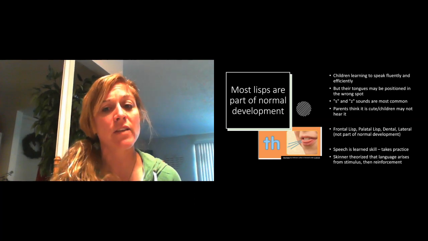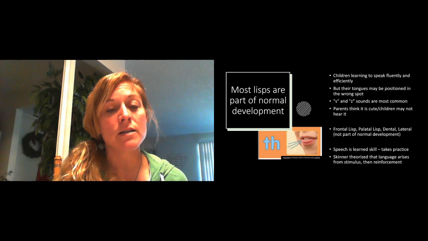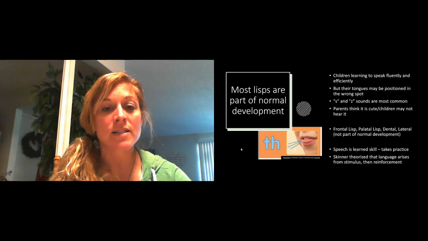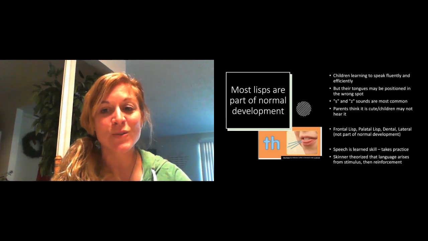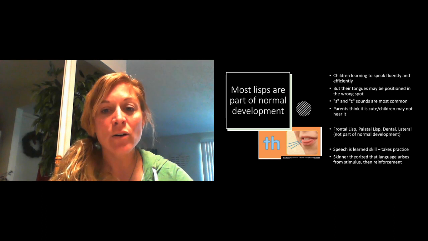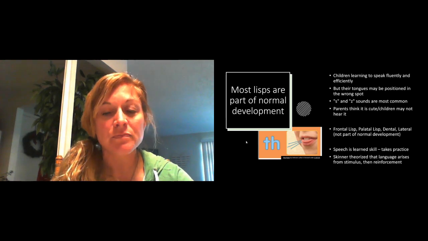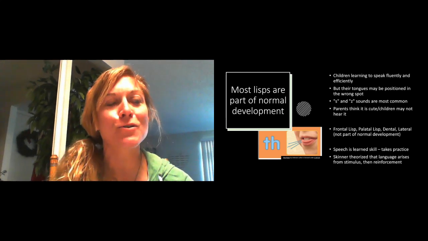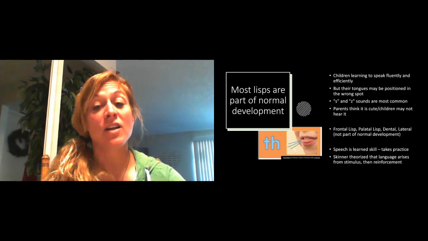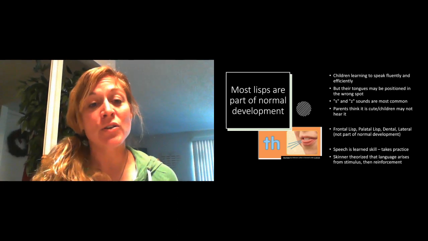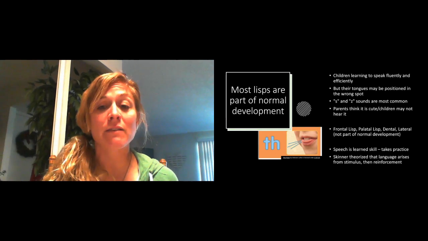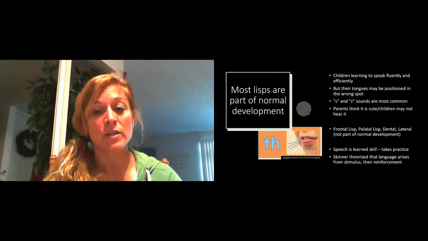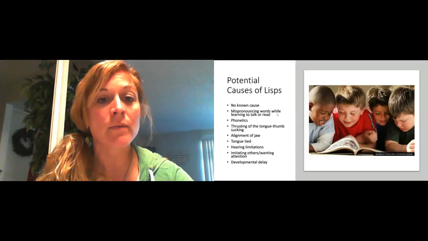There are 4 different types of lisps. The frontal lisp is the most common, where the S sounds like the TH sound, and the lateral lisp, excuse me, it's not part of the normal development. I want to say that it closely resembles Sid the Sloth from Ice Age and how he talks. Speech is a learned skill. It takes practice, and according to B.F. Skinner, he theorized that language arises from stimulus and then reinforcement, which I will get to in a little while.